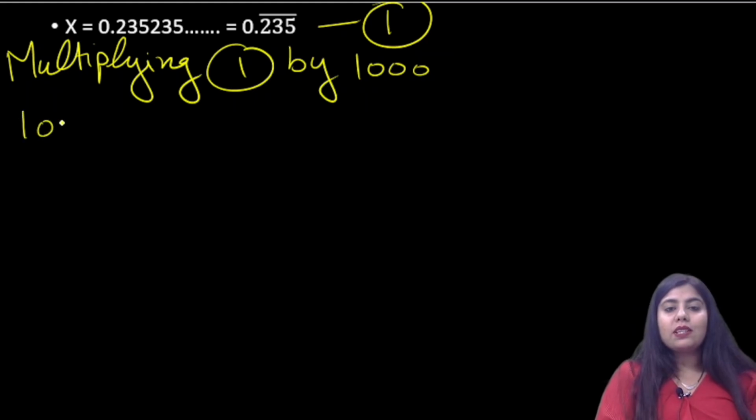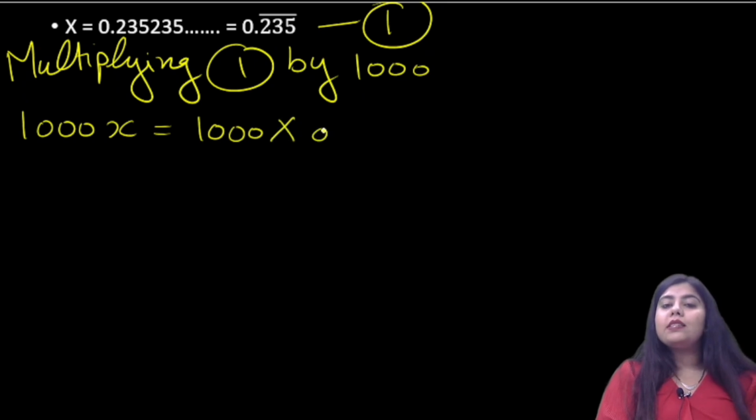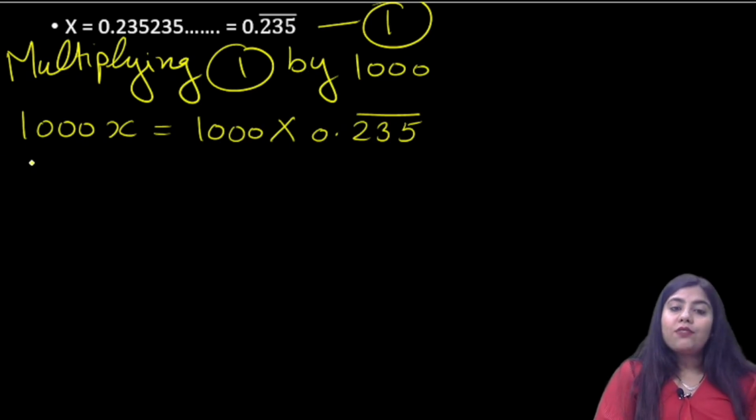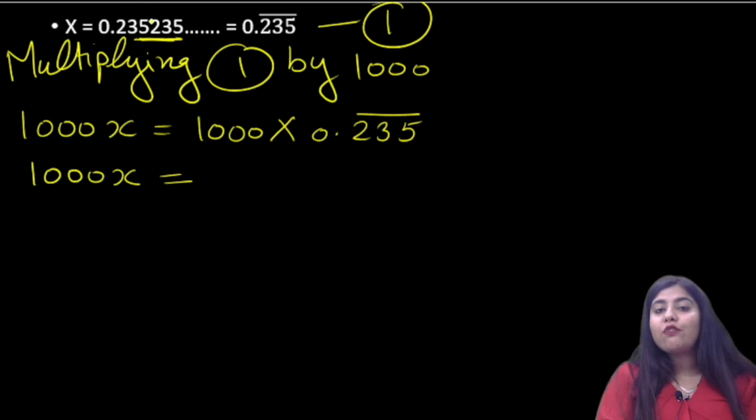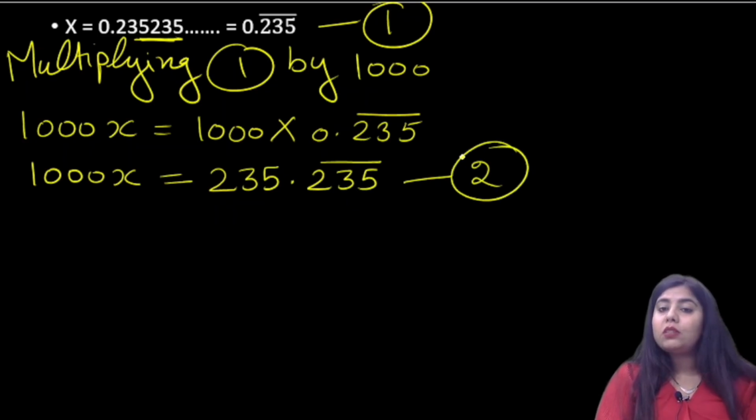So it is 1000x equals 1000 multiplied by 0.235 bar. Right? Now left hand side as it is, 1000x equals. When we multiply 1000 by 0.235 bar, we have to shift the decimal after 3 digits. Means it will become 235.235 bar. Name it as equation number 2.